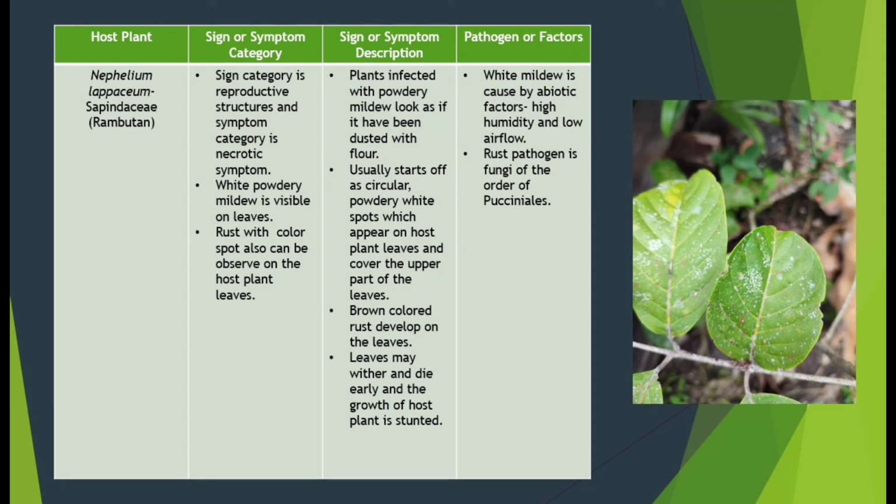A plant infected with powdery mildew looks as if it has been dusted with flour, as you can see in the picture. It usually starts off as circular powdery white spots which appear on host plant leaves and cover the upper part of the leaves. Brown colored rust develops on the leaves. The pathogen and factor: white mildew is caused by abiotic factors such as high humidity and low airflow. The rust pathogen is a fungus of the order Pucciniales.